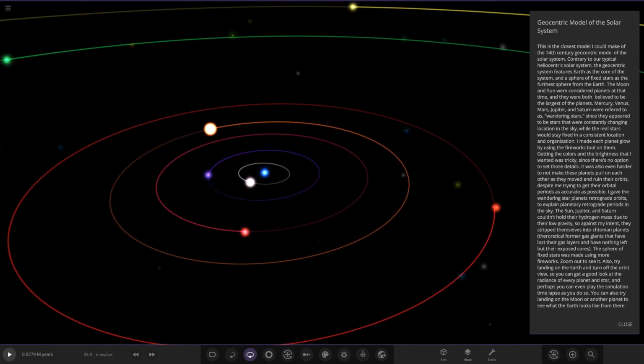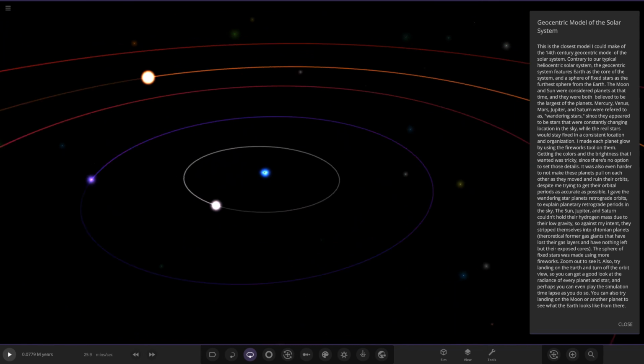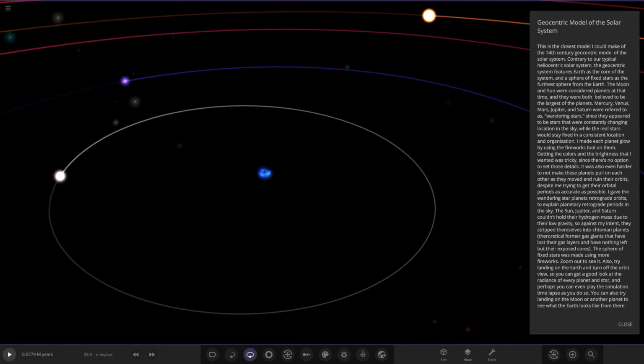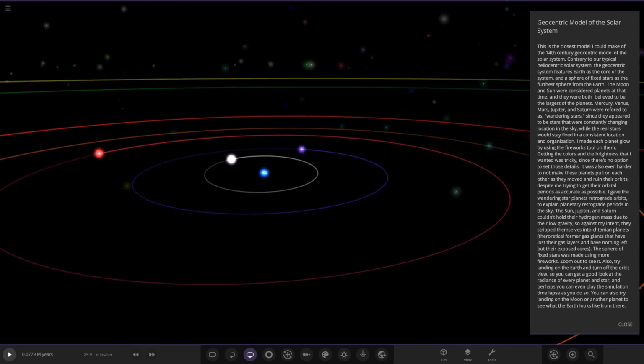And science and all that was a lot different than it is now, of course. So the 14th century, whole different time. So fixed stars, the furthest sphere from the Earth, right? Core system, and that is really cool. I like all those stars all colourful in the background.